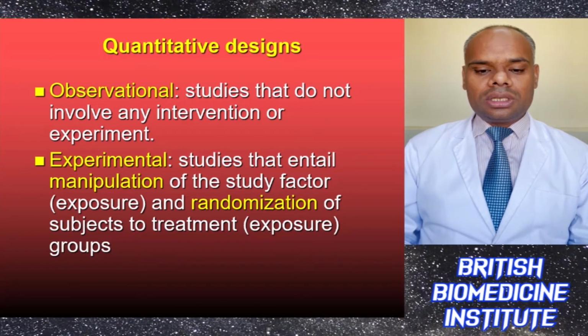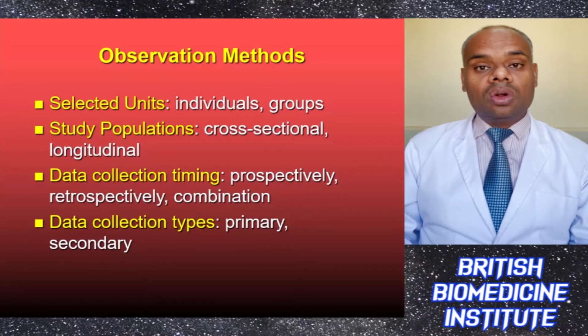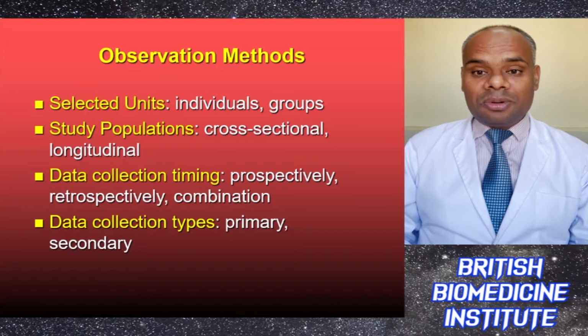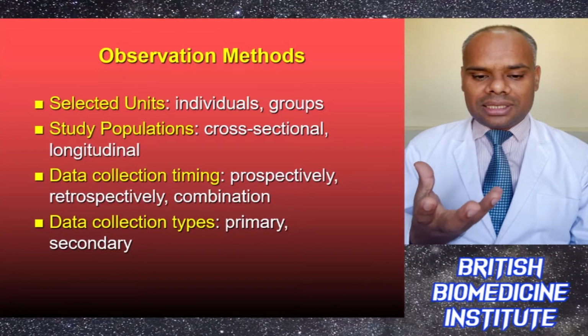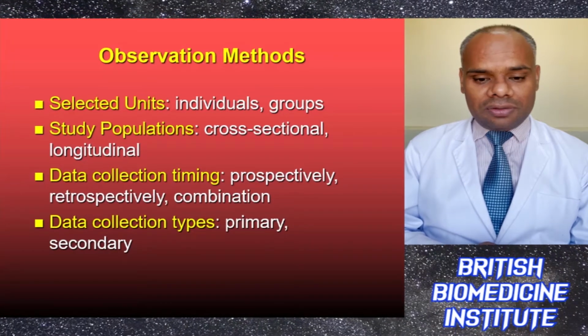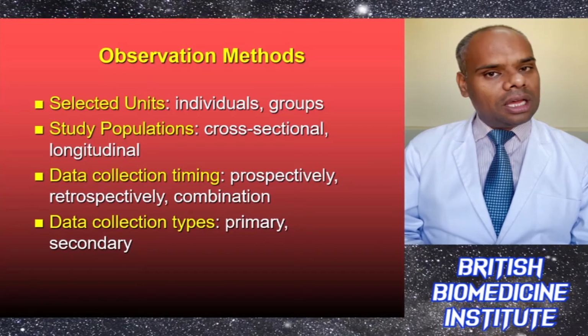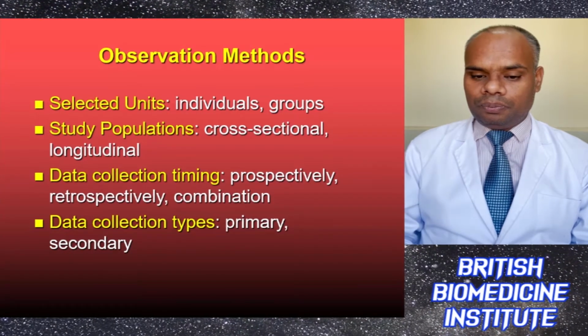Observational designs include selected units like individuals or groups, study populations like cross-sectional studies or longitudinal studies, data collection timings like prospectively, retrospectively, or a combination, and data collection types, which are basically primary or secondary.